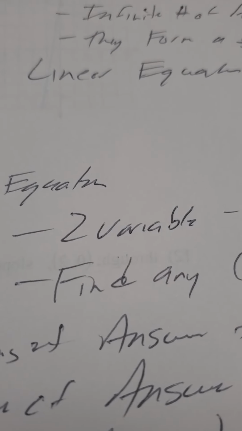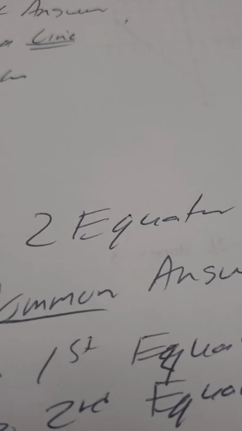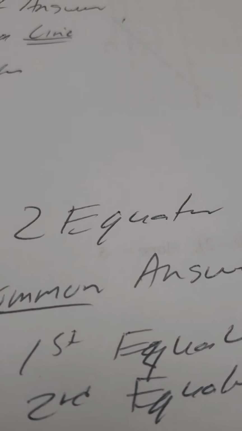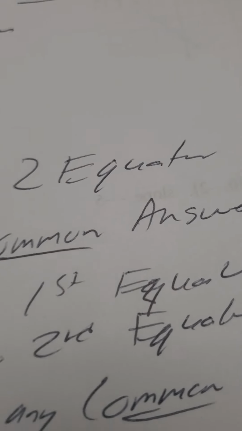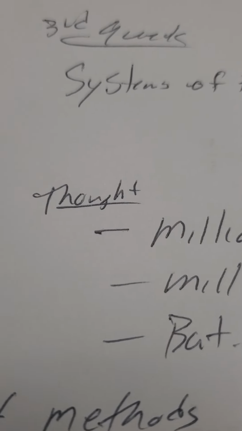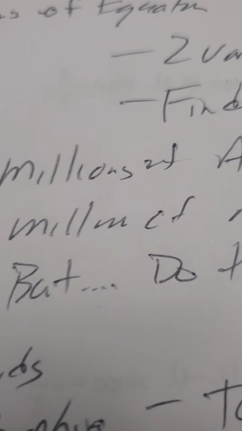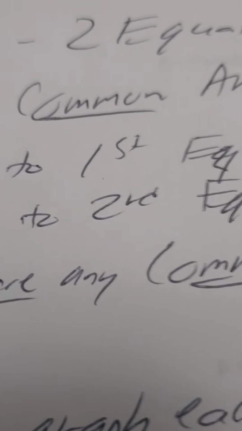Okay, now we're switching gears to what's called a system of equations. That is two variables, two equations. We're trying to find if there's any common answers. Your thought process is this: there's millions of answers to the first equation. There's millions of answers to the second equation. But do they share any common answers?